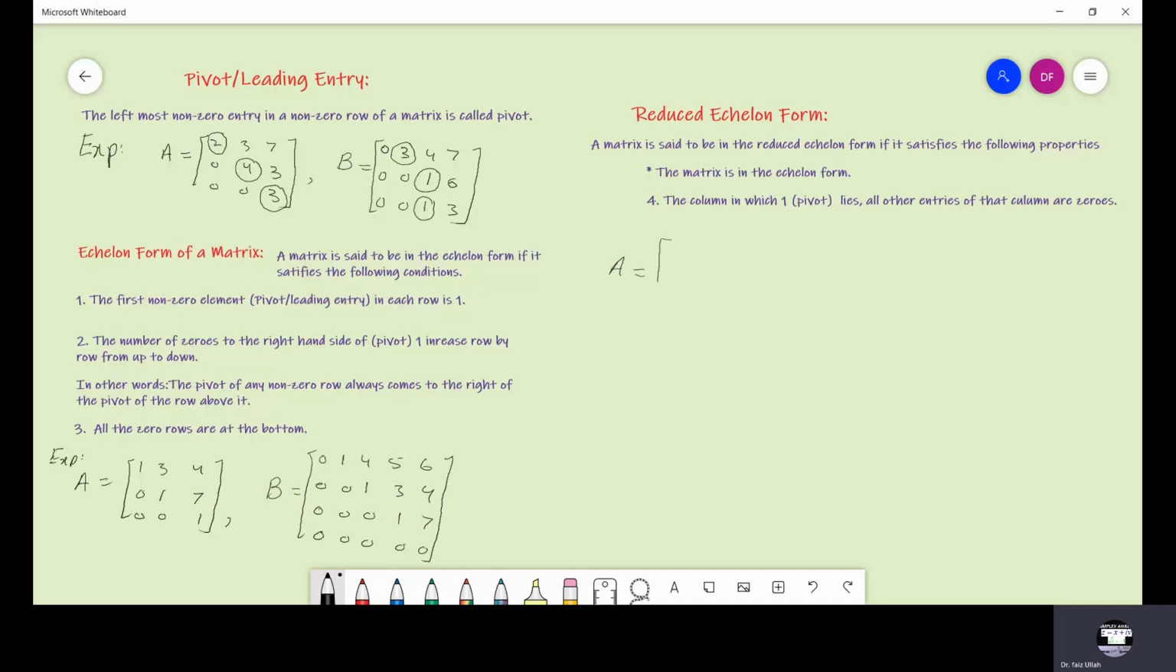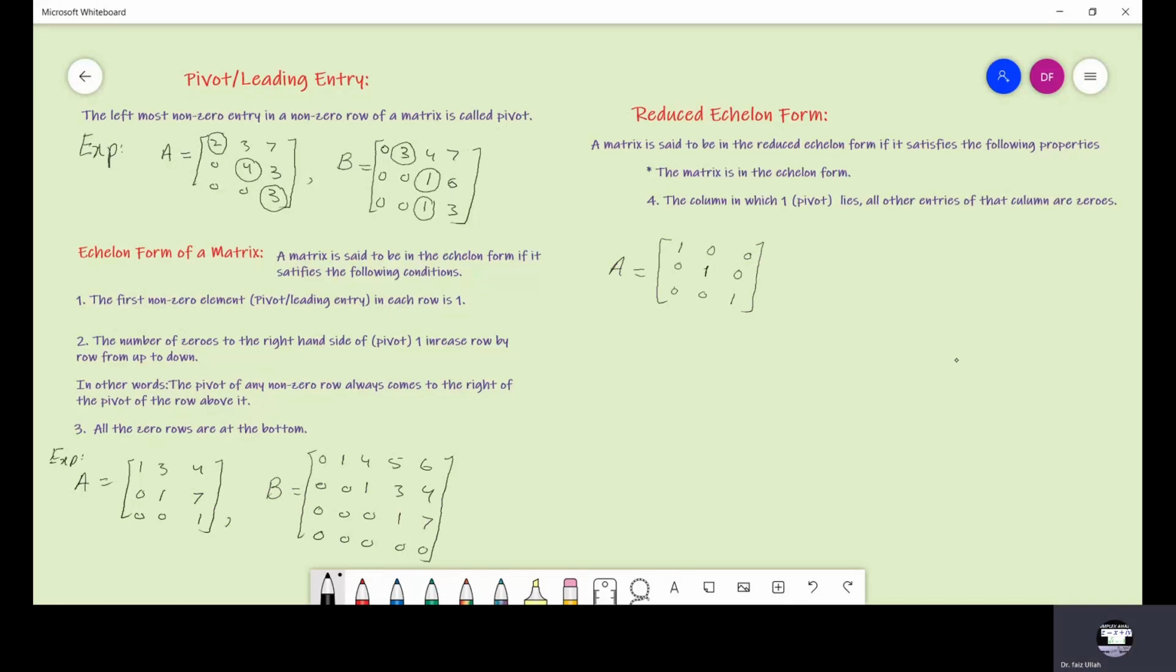So in example A, I will write 1. All other entries in the column in which one lies must be 0. Now in the second row there is 1, so all other entries of that column must be 0. In the third row there is 1, so all other entries in that column must be 0. So that's why A is now in the reduced echelon form.